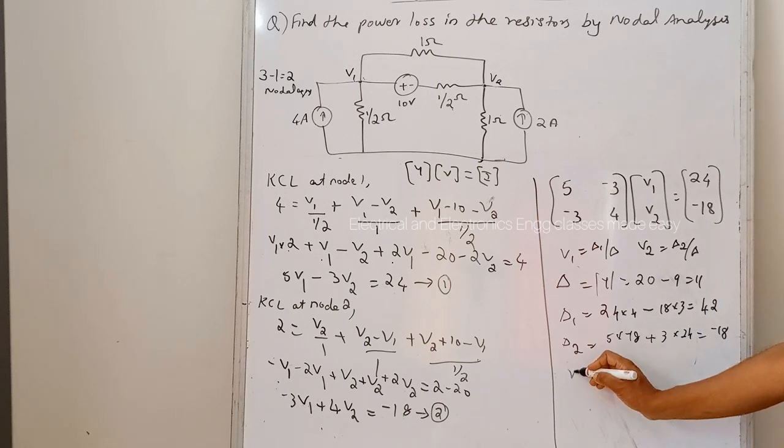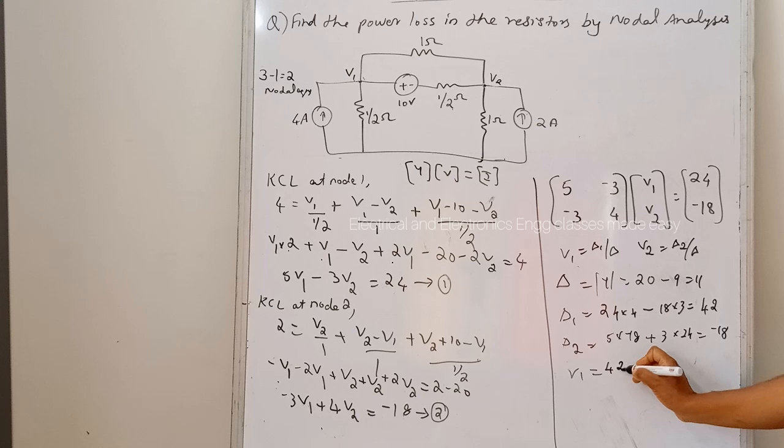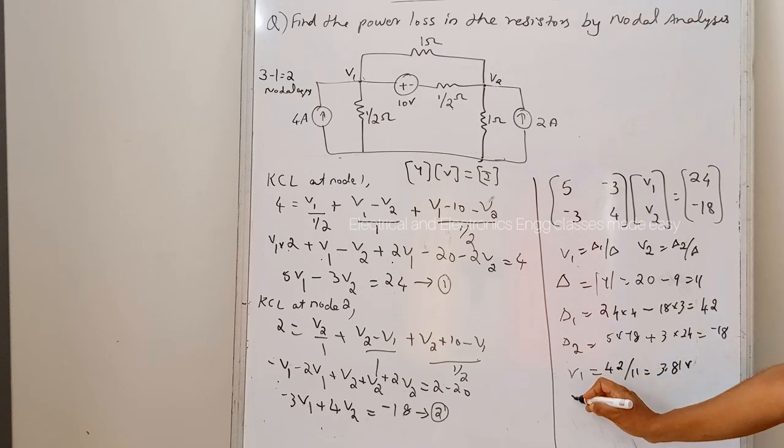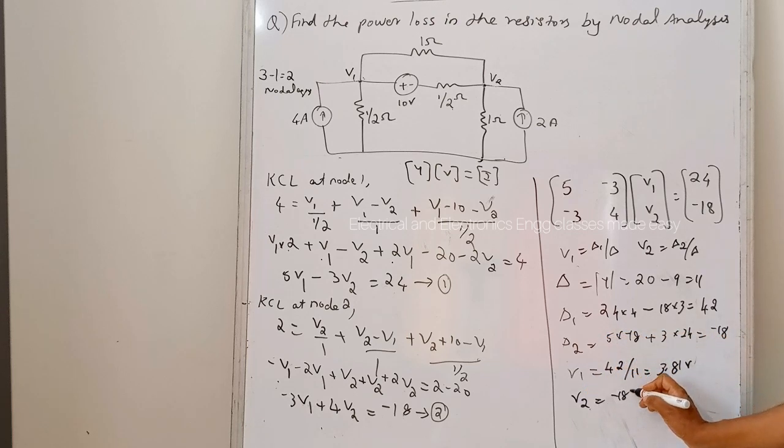V1 is equal to delta 1, that is 42, divided by 11, and that is equal to 3.81 volt, and V2 is equal to delta 2, that is minus 18 divided by 11, and that is equal to minus 1.64 volt. So these two are the values of the voltages.